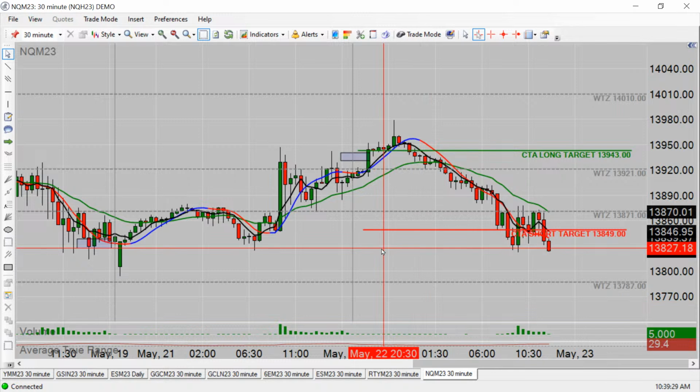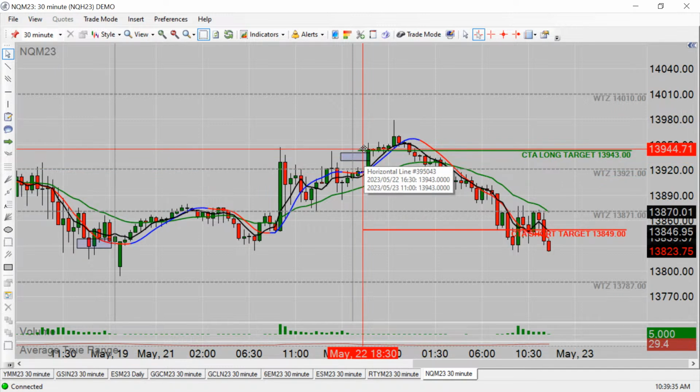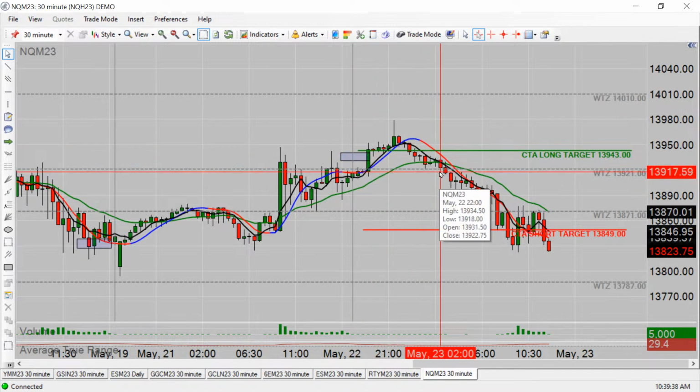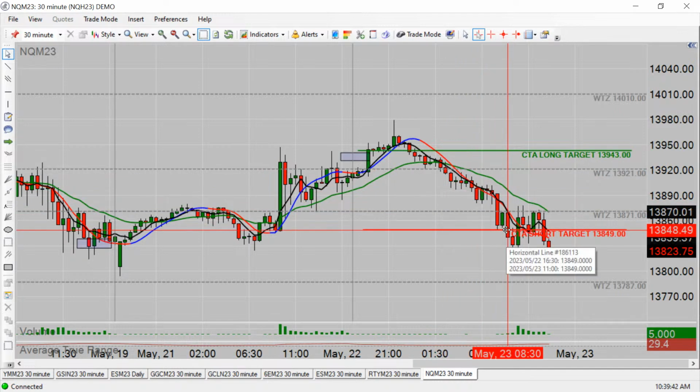On the NQ, here's where the market opened last night. We ran right up, hit the long target, and price got below the BBC, and we dropped right to the short target. Like I said before, don't make it more complicated than that.